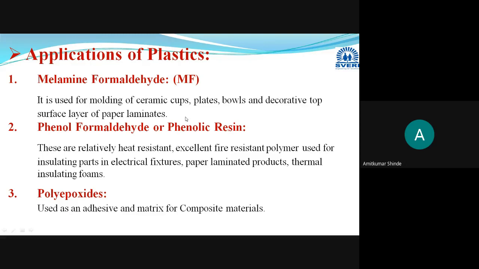I will repeat it again. It is used for manufacturing moldings of ceramic cups, ceramic plates, ceramic bowls, then decorative top surface layers of paper laminates. This is the first plastic material and its applications.